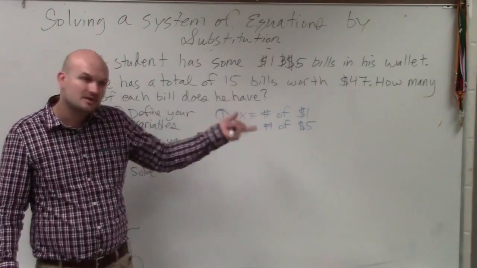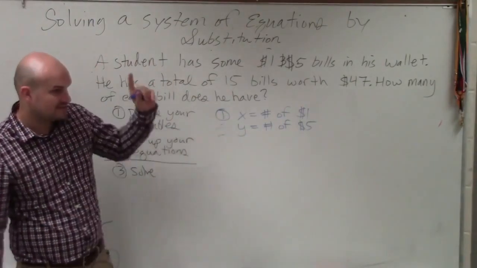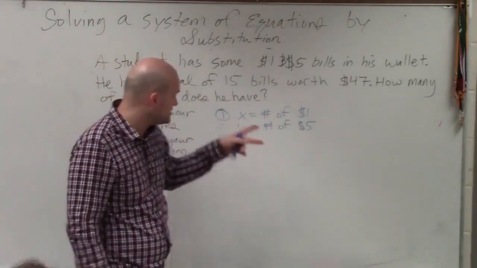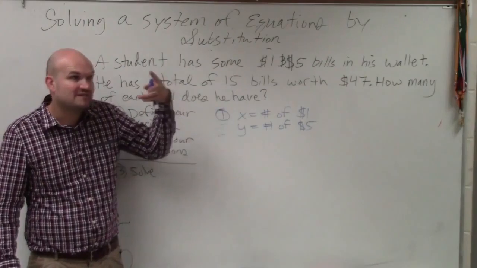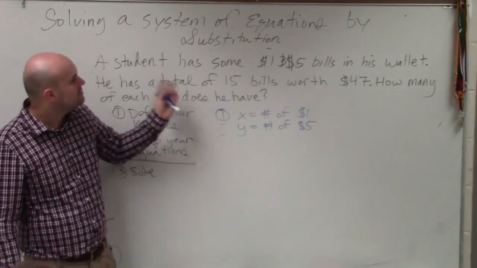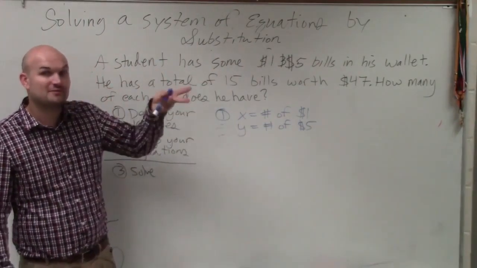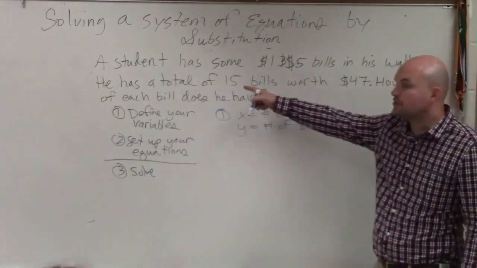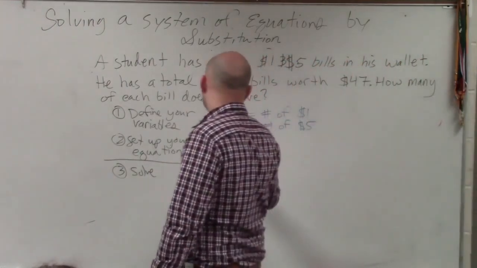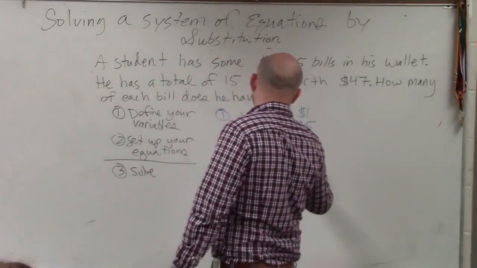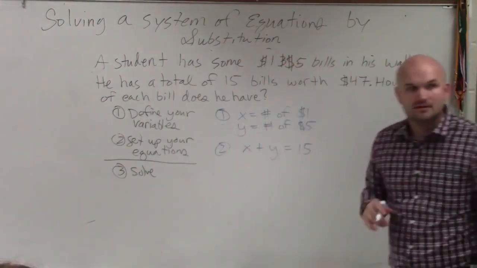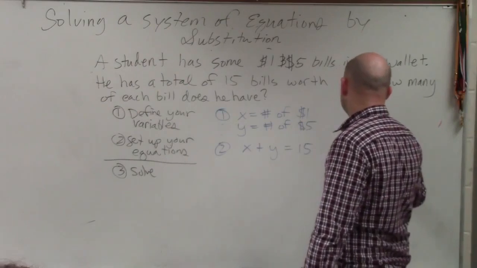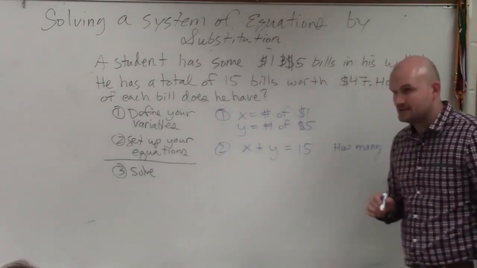Does that make sense? So we know there's two things. Now, when you're solving a system of equations, whenever there's two unknowns, two things we don't know, you have to have two equations. So if there were three unknowns, you'd have to have three equations. But anyways, we know that he has a total of 15 bills. Remember, total represents the sum. So x plus y equals 15. Now remember, that represents how many, right?